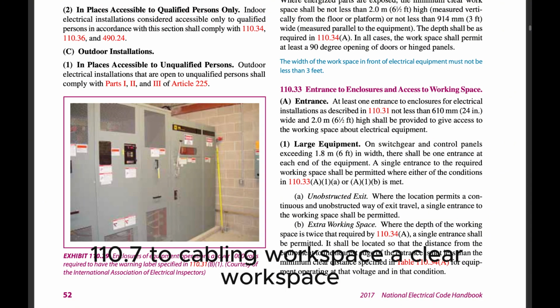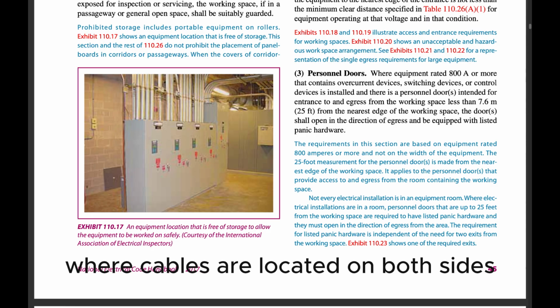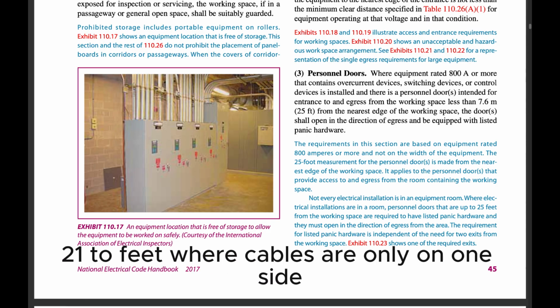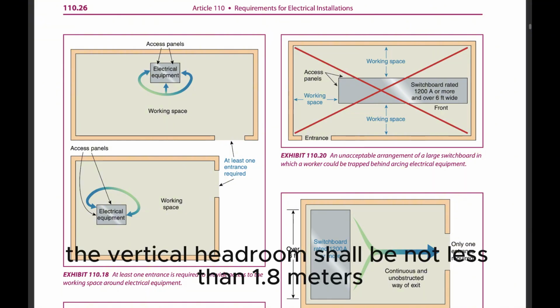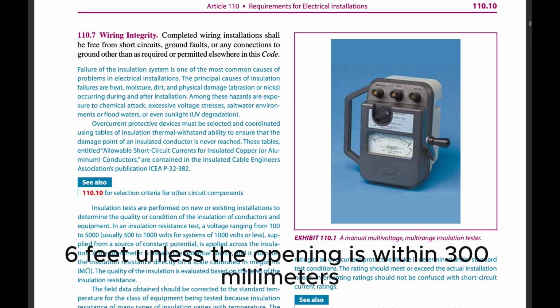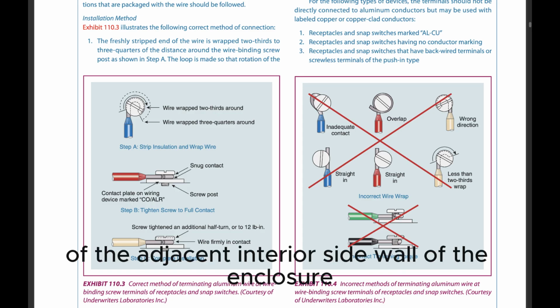110.72 Cabling workspace. A clear workspace not less than 900 mm (3 feet) wide shall be provided where cables are located on both sides, and not less than 750 mm (2½ feet) where cables are only on one side. The vertical headroom shall be not less than 1.8 meters (6 feet) unless the opening is within 300 mm (1 foot), measured horizontally, of the adjacent interior side wall of the enclosure.